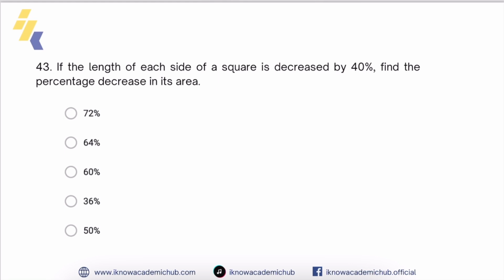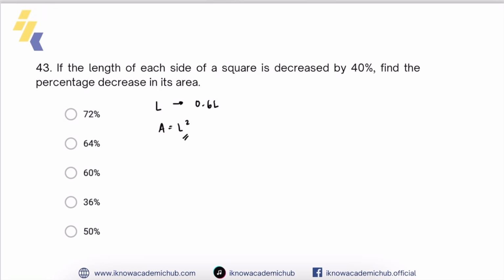Next, number 43. If the length of each side of a square is decreased by 40%, find the percentage decrease in its area. So the length of one side of a square is decreased by 40%. So it becomes 0.6 L. And the area of a square is equal to L squared. So this is for the original length. And for the decreased length, we have A is equal to 0.6 L quantity squared.